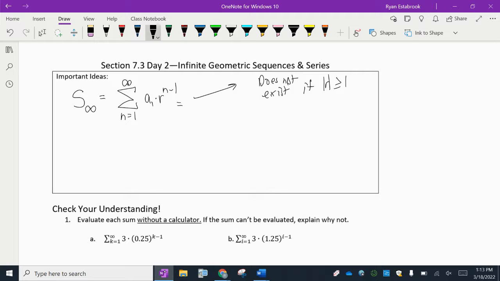Ideally, though, the common ratio is between 0 and 1. It is positive and it's less than 1. And then the series is going to sum up to this nice little formula. A sub 1 over 1 minus r.